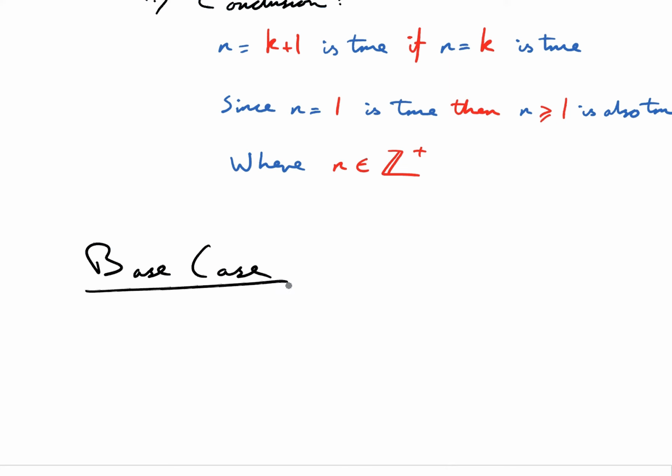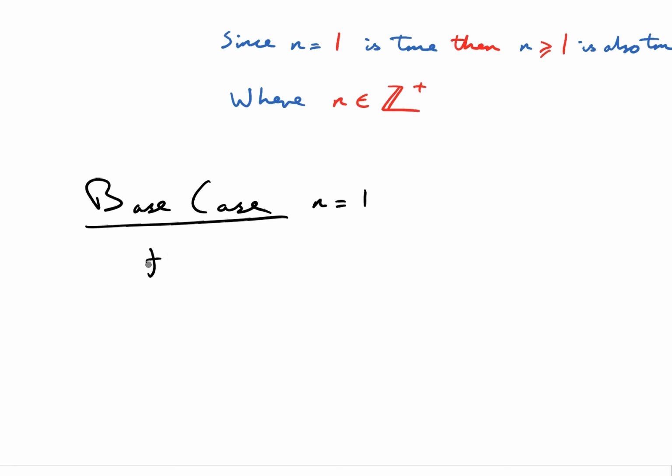So first of all, first step is our base case. So we test our n equals 1 case. Remember, we have f of n equals 2 to the power of n plus 6 to the power of n. That's what we've been given. We need to prove that's divisible by 8.